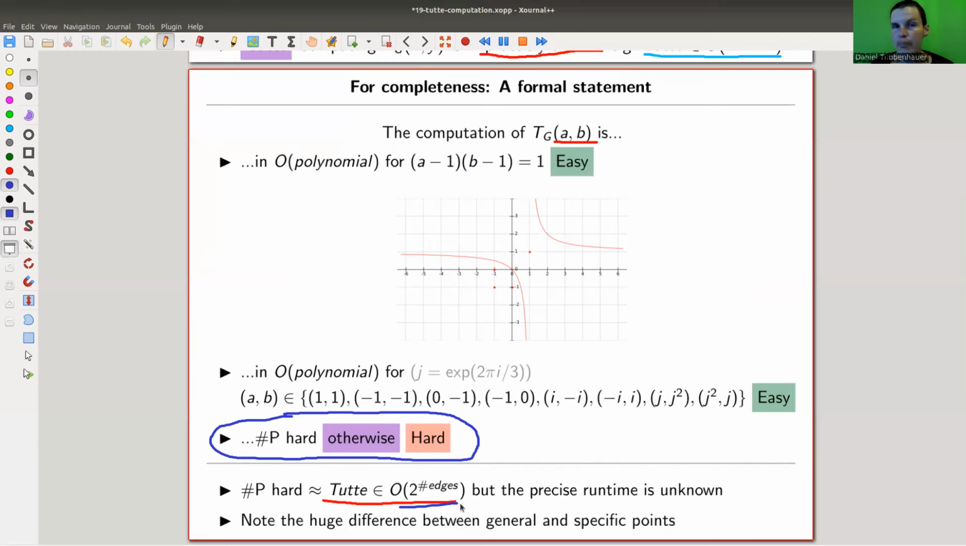Okay, so #P-hard, whatever that is, it's a certain complexity class. And as I said, it's roughly like exponential growth. But for values on this hyperbola here, this little hyperbola, or the real picture of the complex hyperbola given by this equation, for example, (2,2) is here, or whatever, all the points here. So a equals 2, b equals 2 is, for example, on this hyperbola.